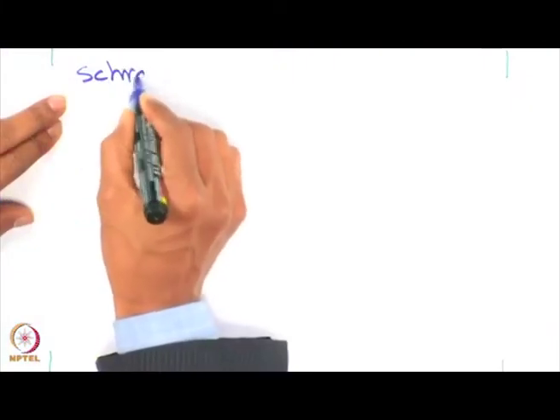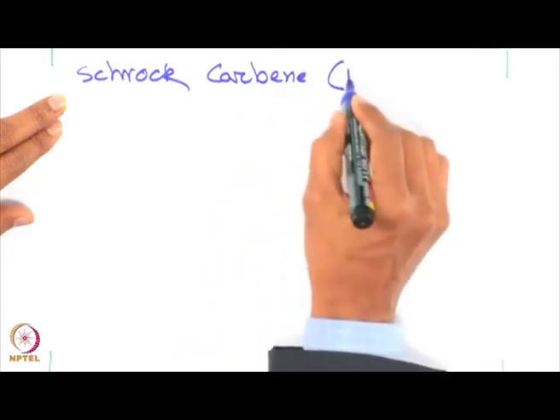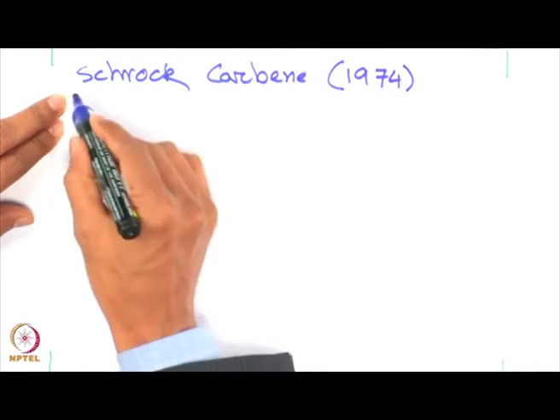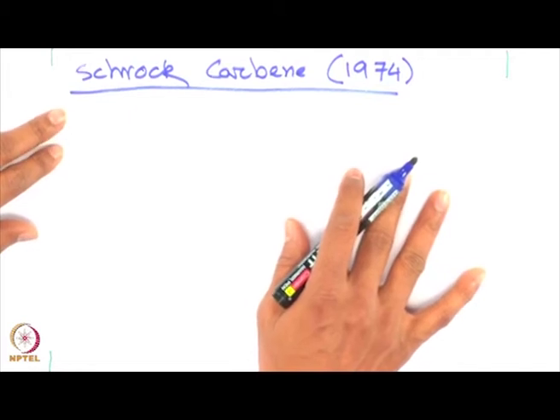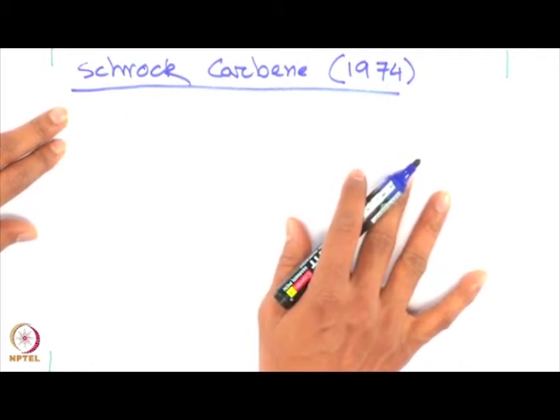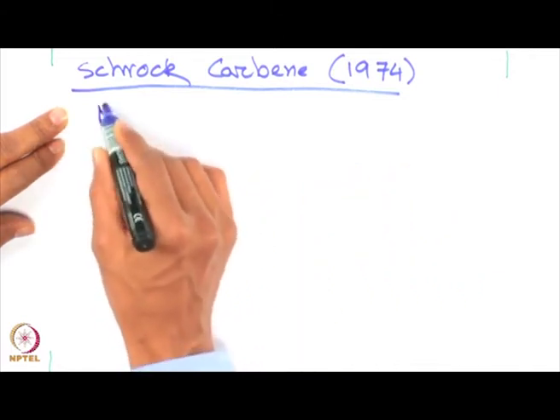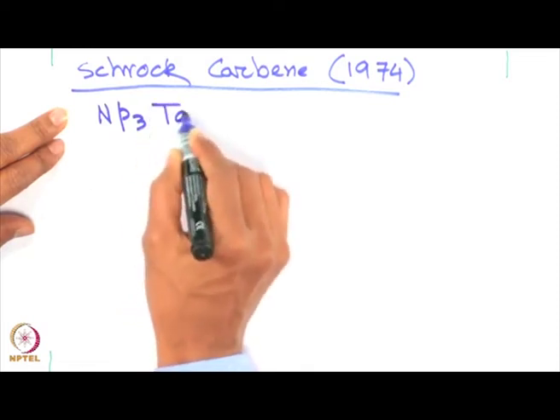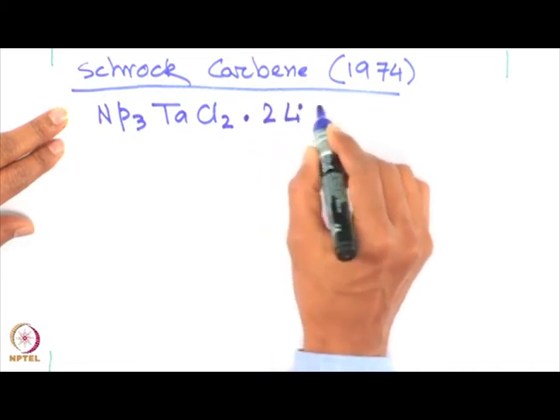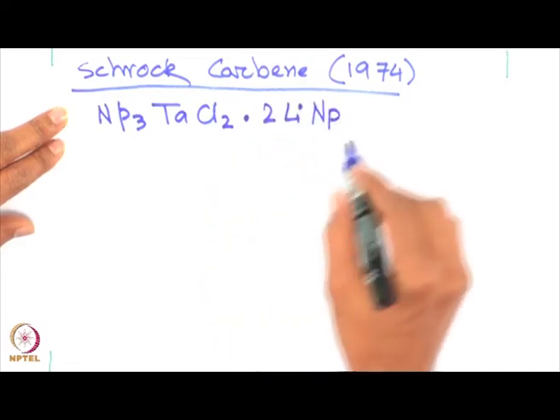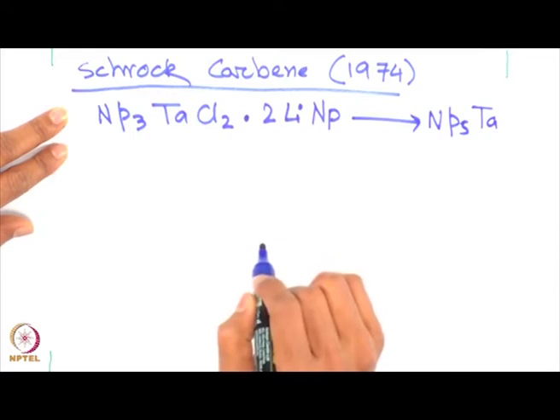Now, Schrock Carbene. It was discovered in 1974. Once again, Richard Schrock was at that point a DuPont scientist. Later on he moved to, of course, as right now he is at MIT. Before that he was at DuPont. So, the neopentyl 3 tantalum chloride complex he was studying, and he was interested in reacting it with lithium neopentyl complex. The idea was to get the NP5 tantalum complex.